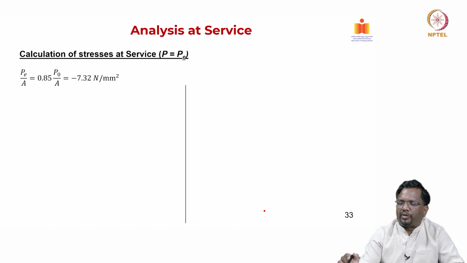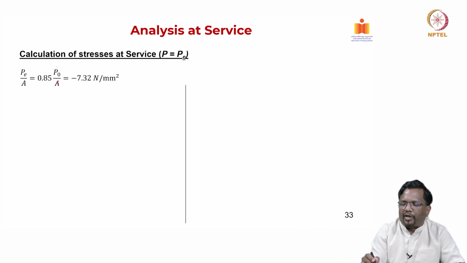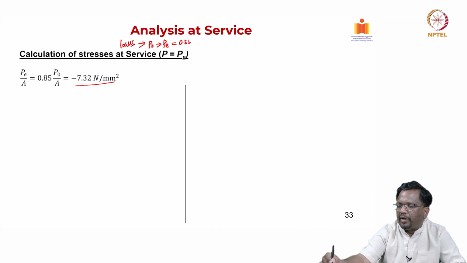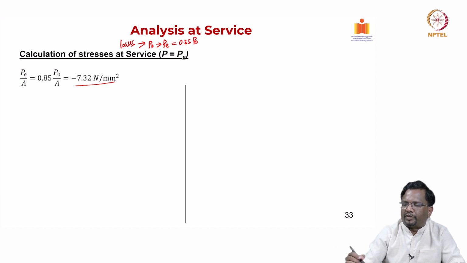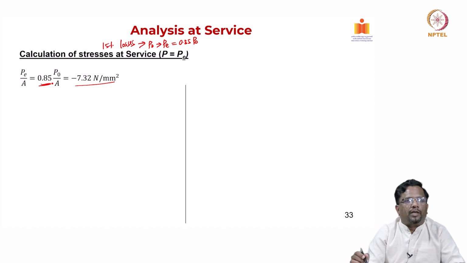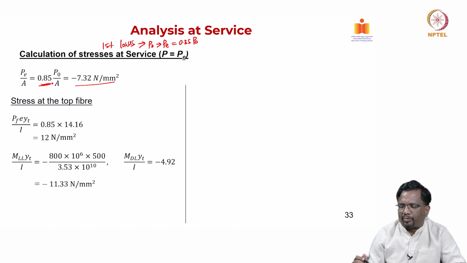Okay, so now how about calculation of stresses at service? Now, PE by A is 0.85 times P by A, which is 7.32 megapascal. Now, why are we doing it at service? At service, I am going to have some losses. So P naught becomes PE, which is equal to 0.85 P naught. I am assuming 15% losses, so that is the reason I am taking 0.85, and the concentric stress is going to be 7.32.